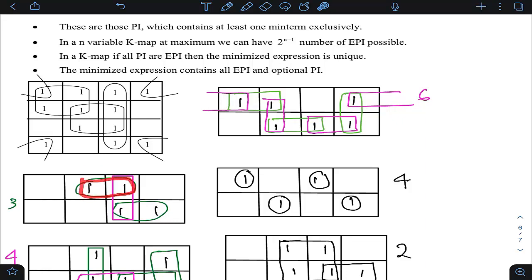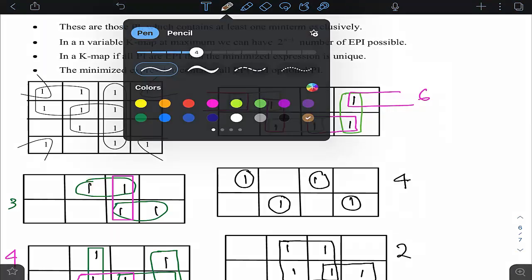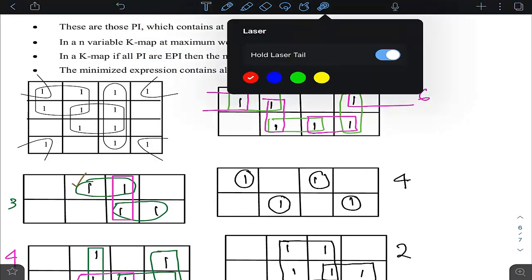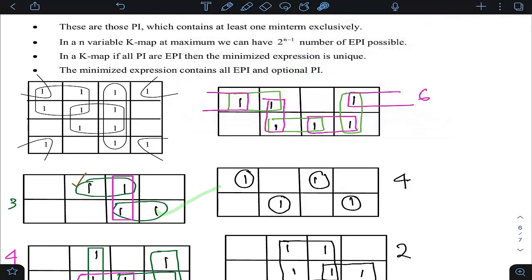This group, if you observe, contains 2 min terms, this and this. This one is covered by multiple groups, but this is not covered by multiple groups. So yes, this group contains one min term exclusively. That means this one is not part of any other group. So let me put a tick mark. So this is an EPI. By the same argument, is this an EPI? How do you know? Out of 2 ones, this is shared by multiple groups, this is not shared by multiple groups. So this also contains one min term which is not covered by multiple groups. So this is an EPI.